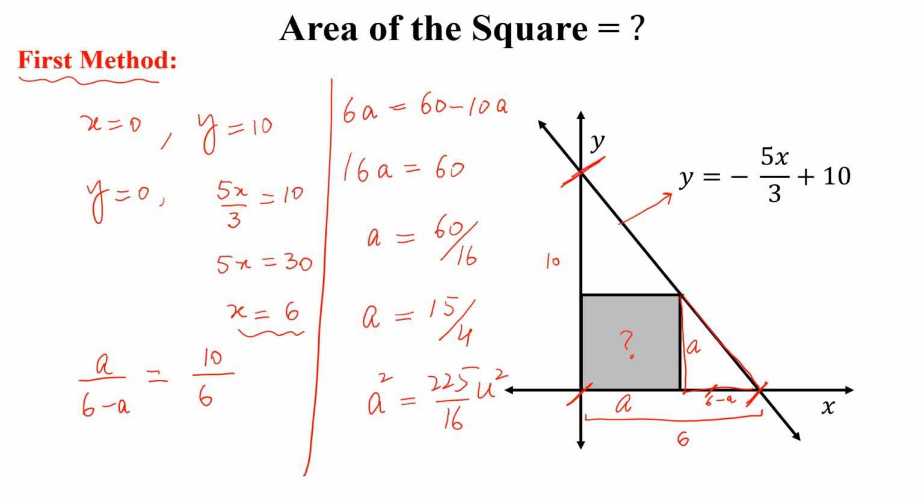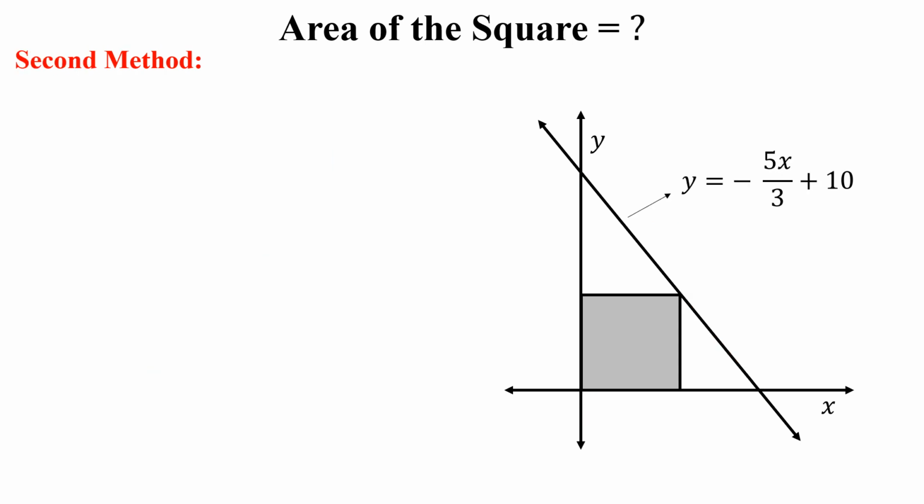Now we will solve this question by the second method. We know that the line y equal to x will pass through this point, and from this point we can calculate this length. So this is the equation of the line y equal to x.